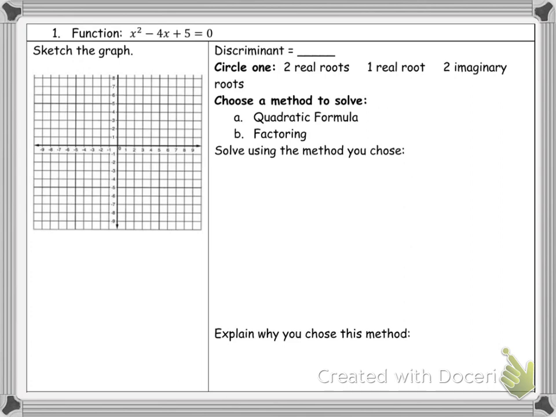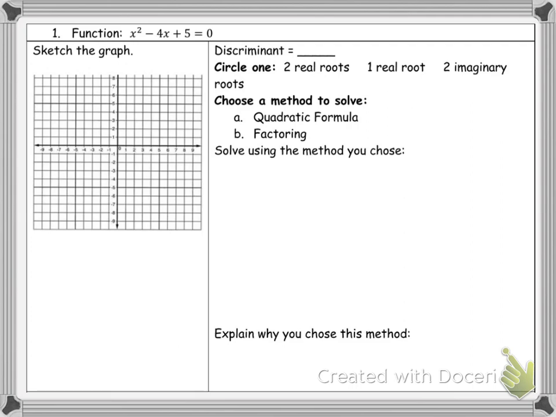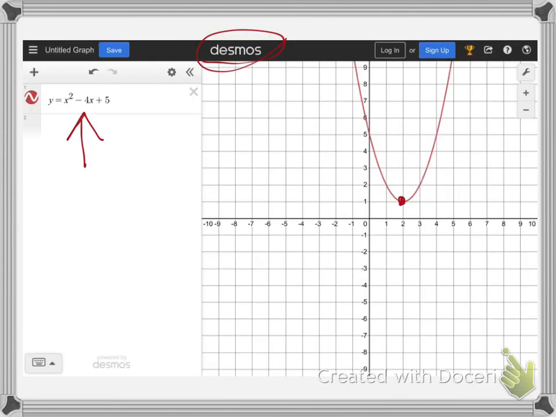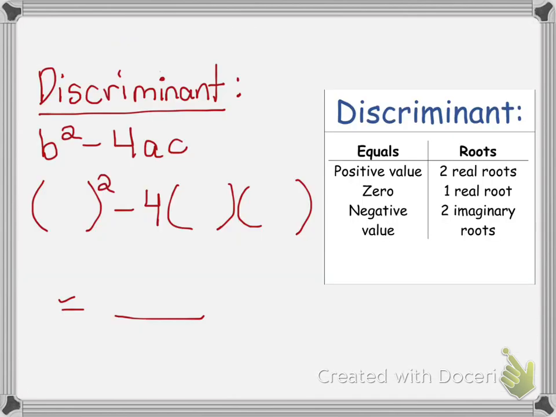Let's look at this first example. The function is x squared minus 4x plus 5 equals 0. First thing we have to do is sketch the graph. Guess what we're going to do? Go to Desmos, type the function in, and it will give you your graph. So to sketch this graph, I'll just make sure my vertex is at (2, 1), and then just do a nice little sketch of the graph.